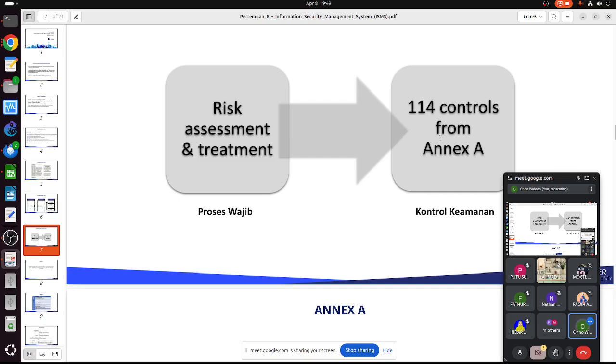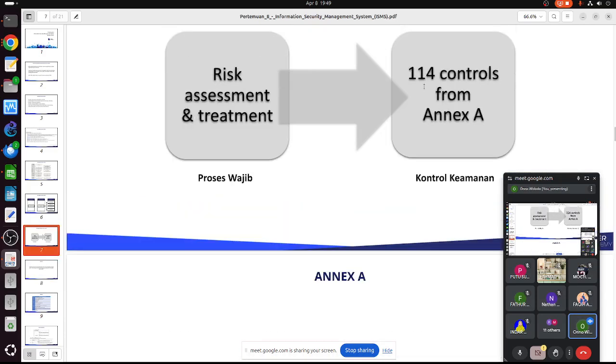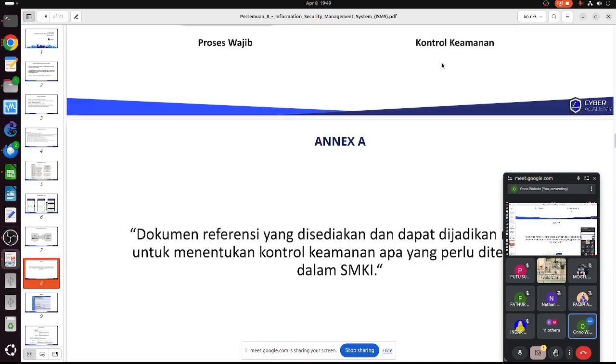And then this is the old ISO 27000. We have 114 controls, okay, for security controls. But now I think much fewer than this. So this is too many. So they reduced the number of controls, but actually the essence is the same. They combine several controls into one control or something like that. So it's becoming fewer controls.